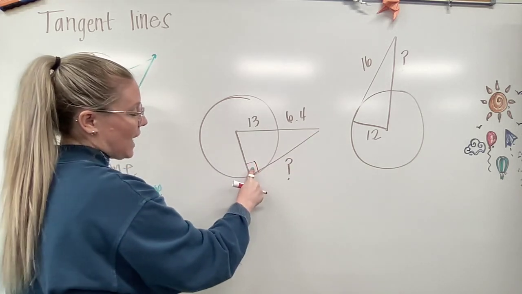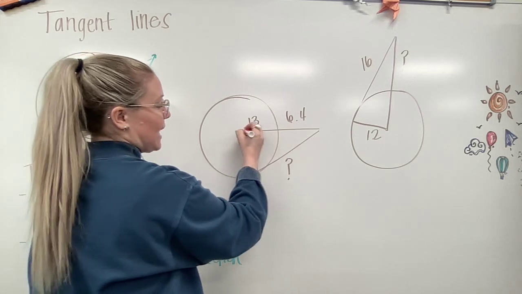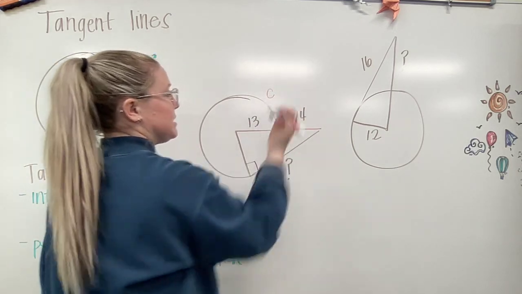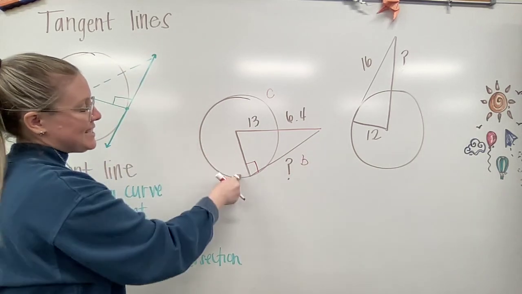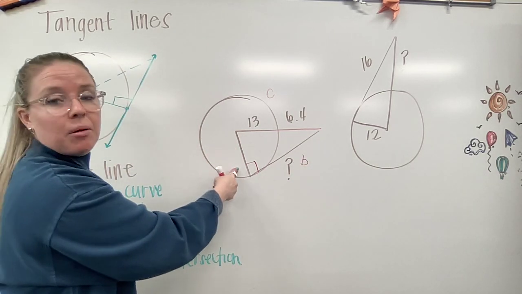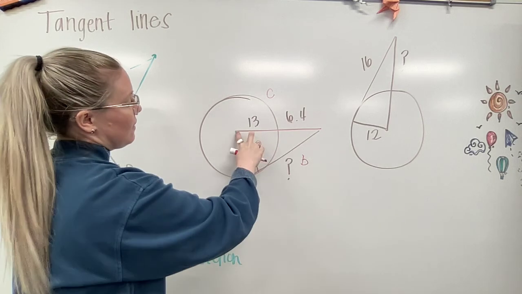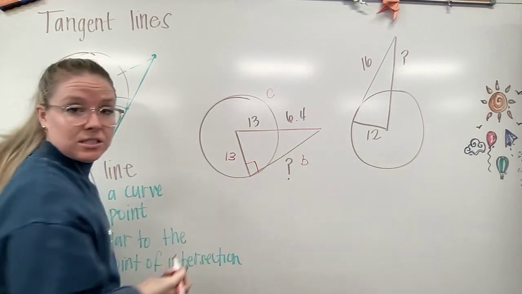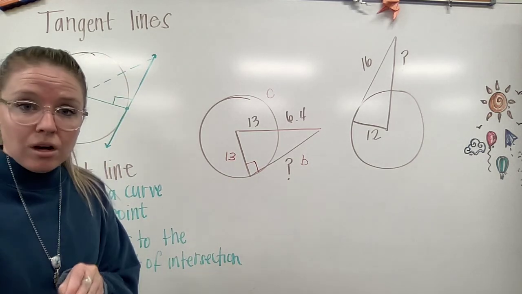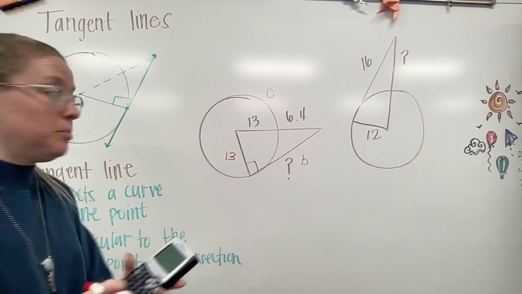If this is my right angle, that means this side is my hypotenuse. This side is going to be C. And in this case, we'll solve for B. We're missing this A side. But because we're dealing with a circle, if this length is 13, that's the radius, then this length is 13. So now we can go ahead and find that length of B.